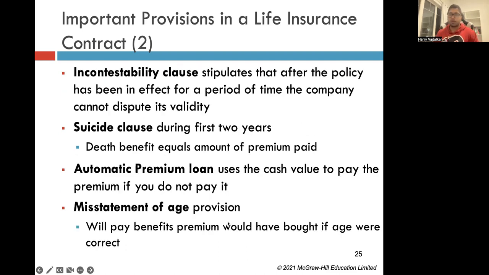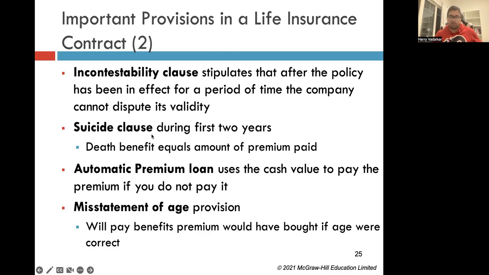In insurance, there is also the incontestability clause, which stipulates that after a policy has been in effect for a period of time, the company cannot dispute its validity. This is a regulatory clause that has been put in. So once a certain time period has gone, the company cannot refuse to pay you. This is an important thing to understand.